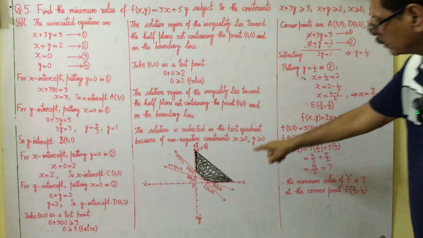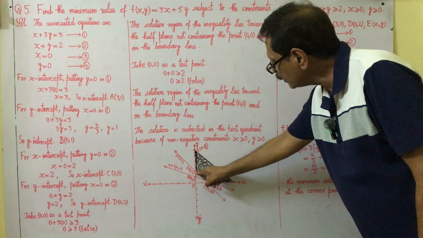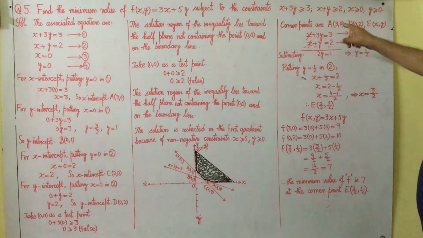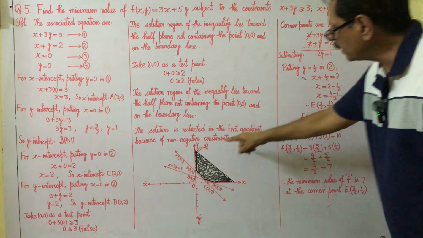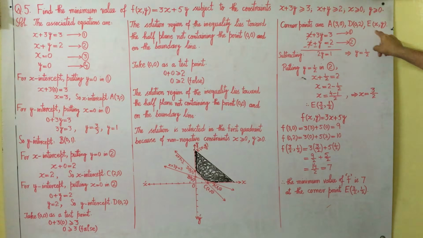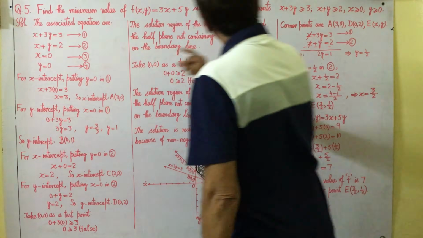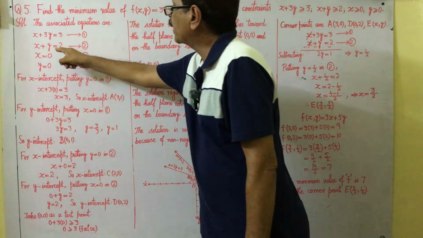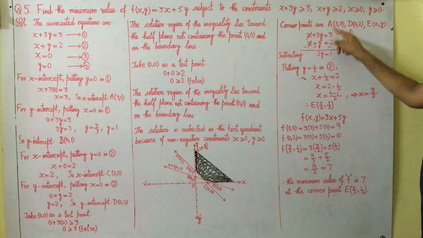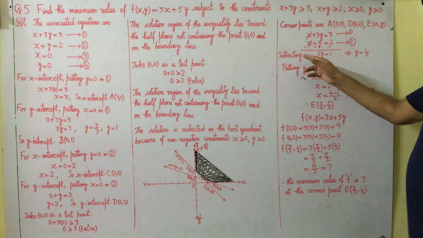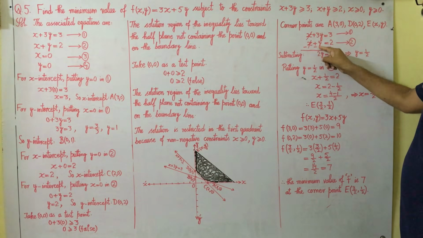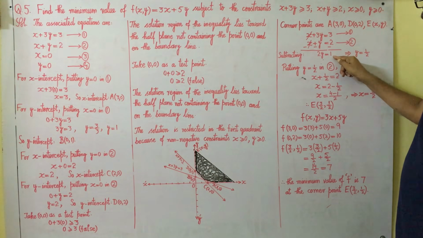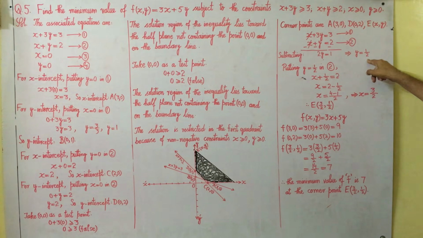Corner points are A, B and E. A has coordinates (3, 0). B has coordinates (0, 2). E has coordinates (x, y). Equation 1 is x + 3y = 3. Equation 2 is x + y = 2. Solving the two equations simultaneously, subtracting, change of signs, x cancelled with minus x. 3y minus y is 2y. 3 minus 2 is 1. This implies that y = 1/2, dividing both sides by 2.